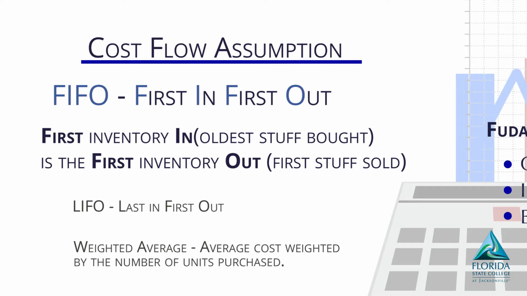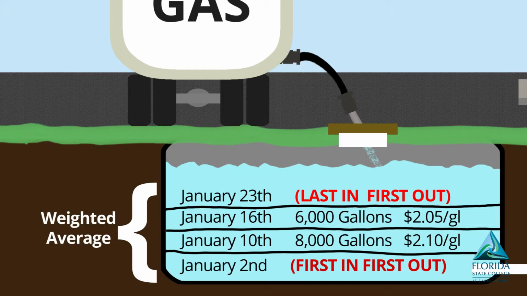Now, when we're trying to decide which cost flow assumption we're going to use, we have 3 at our disposal. We can use FIFO, which means first in, first out. In other words, we're selling the oldest gallons first. We can use LIFO, last in, first out, which means that we're selling the newest stuff first. Or we can just average it out using a weighted average cost flow assumption.